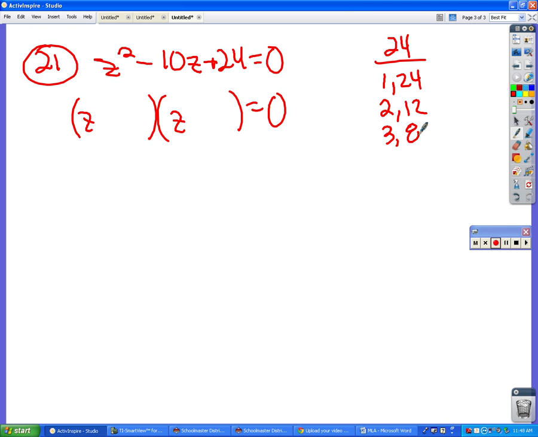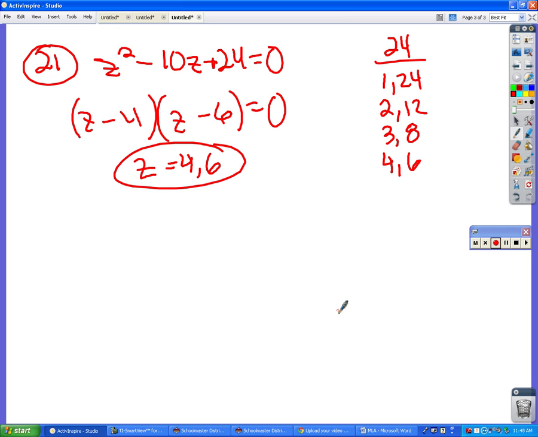I could try 3 and 8. Okay, that doesn't work. And then 4 and 6 is my next one. And that's what I need. Okay? So z minus 4 times z minus 6 would FOIL out to be z squared minus 10z plus 24. Okay? So what are my two answers now? 4 and 6. All right?